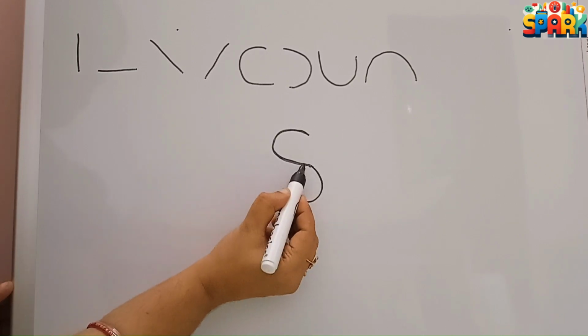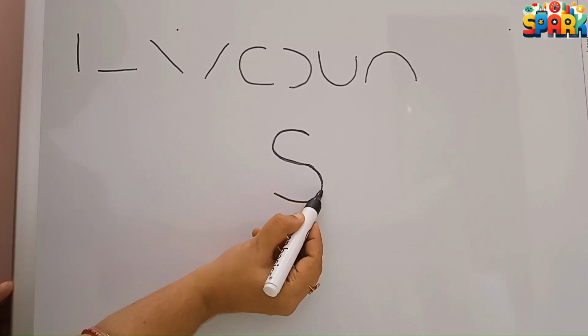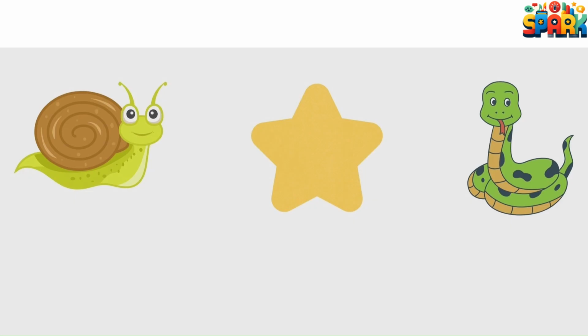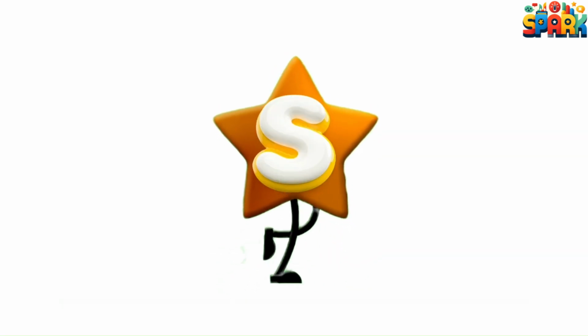Now take your pencil and paper and trace the letter S. Now let's see three words that start with S. Snail, star, snake. Great job with S.